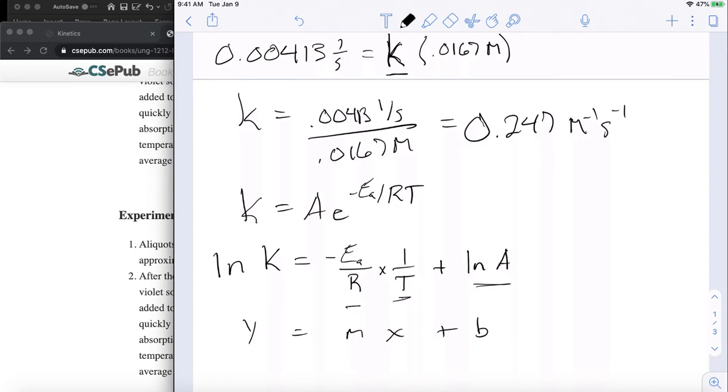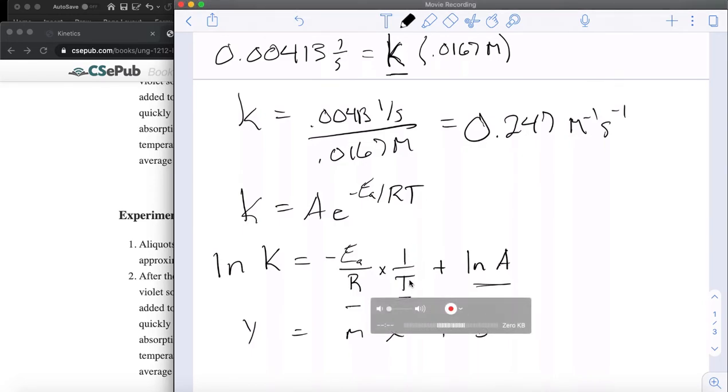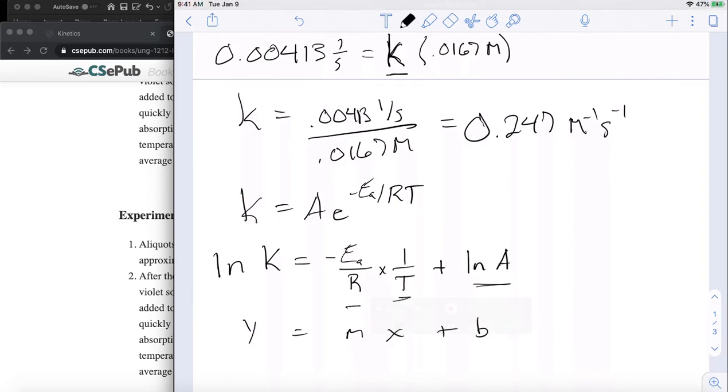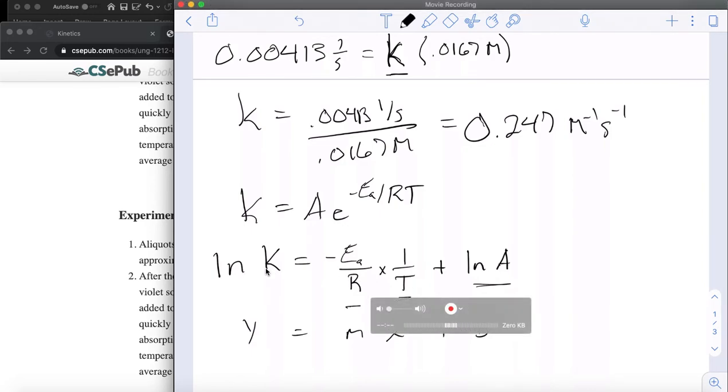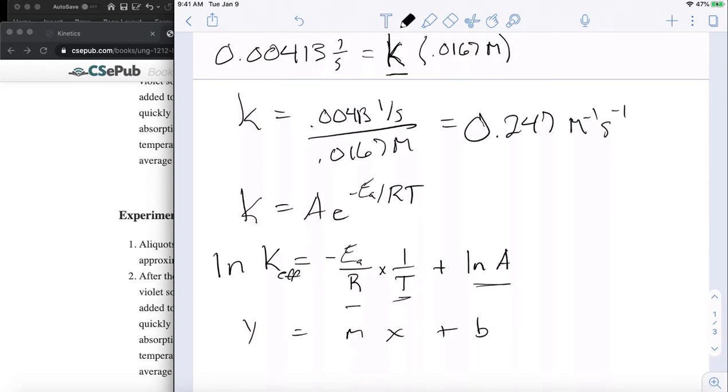So what I want to do is make a plot where I put 1 over my temperature on the x-axis, and the natural log of my rate constant on the y-axis. Just so there's not too much confusion, we're going to use the k effectives because we already have those calculated, for experiments 1, 3, 4, and 5 that we found earlier. We'll put those values into our spreadsheet and make a quick plot. It should be linear.